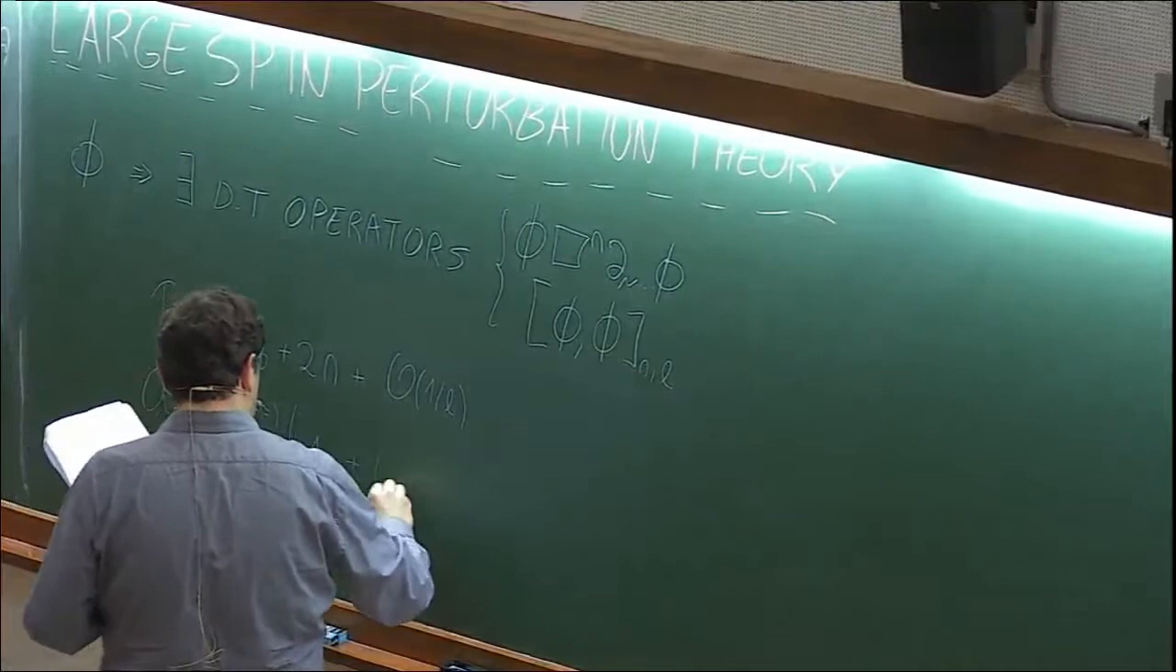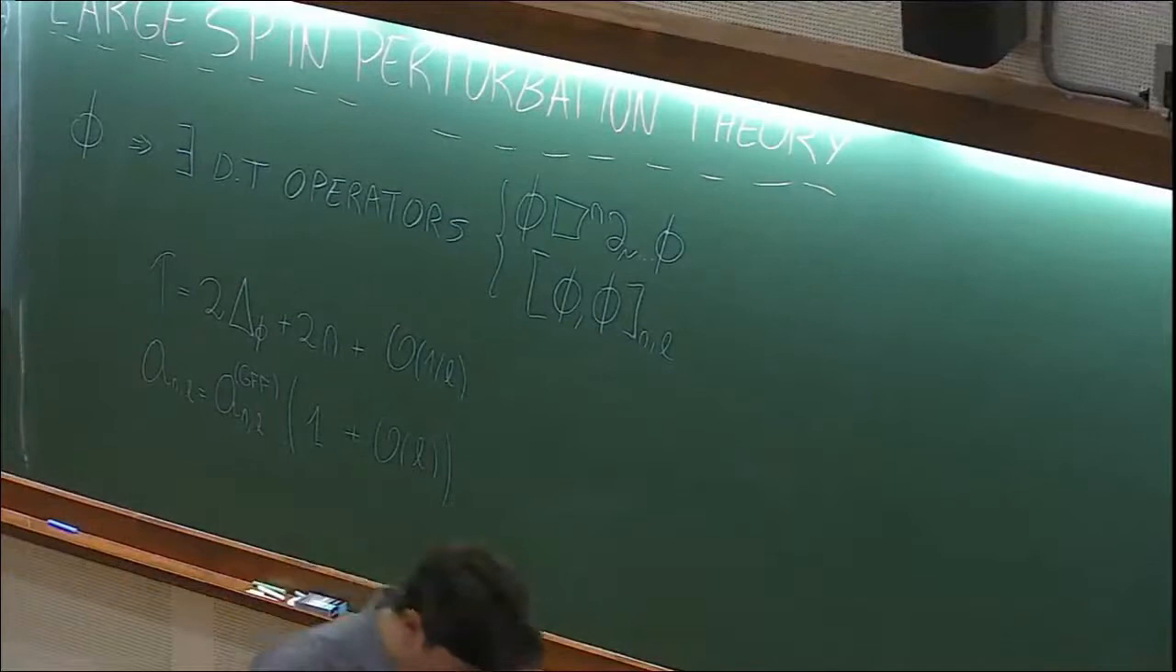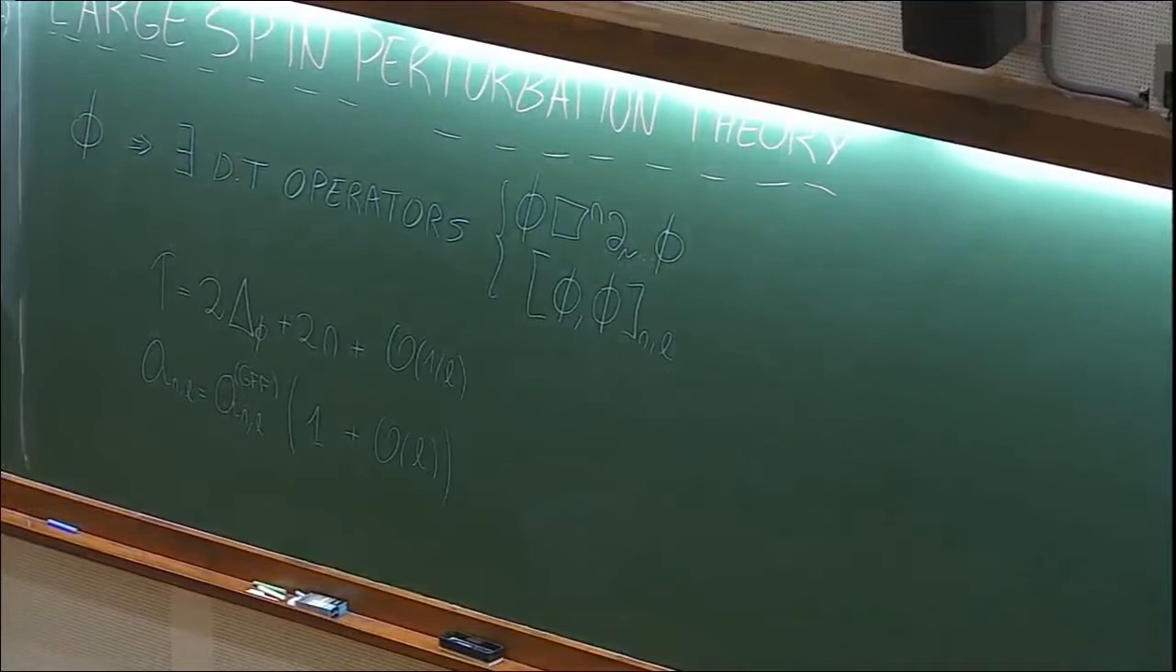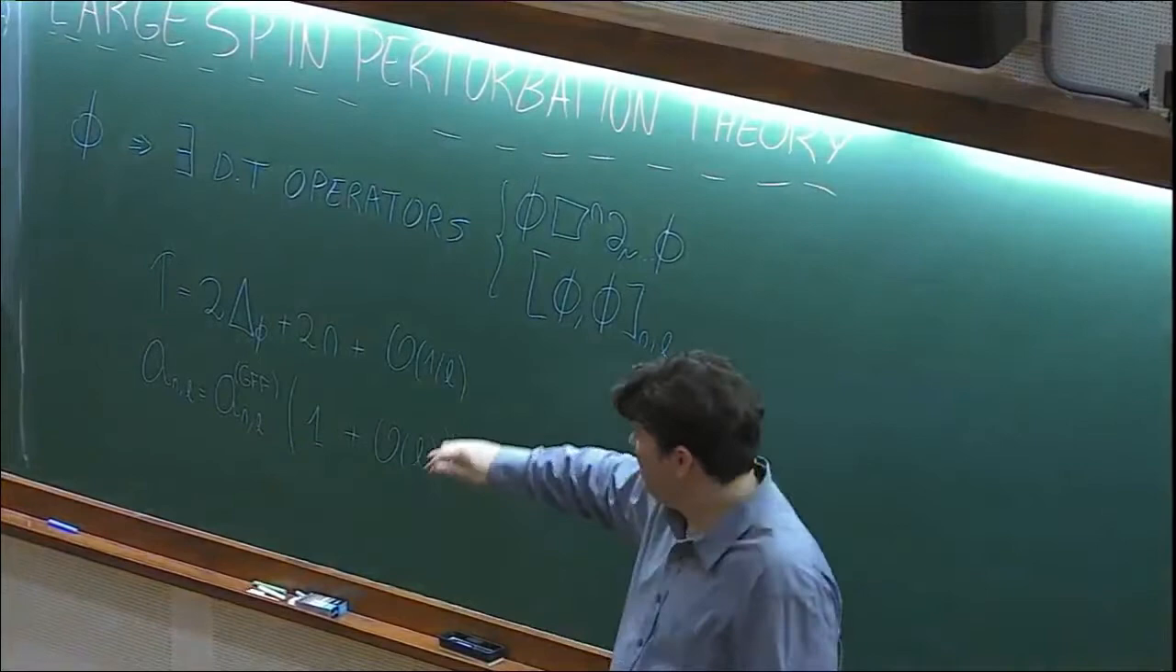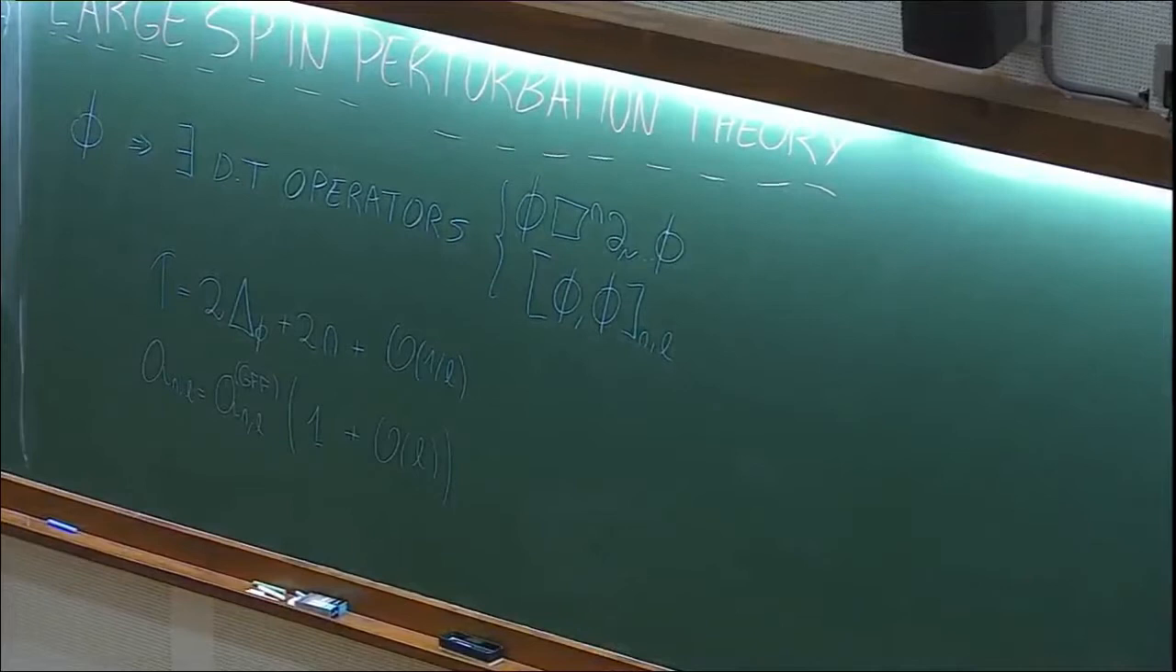So what this means, in other words, we have seen that any conformal field theory in any number of dimensions greater than 2, contains a large spin sector, and this large spin sector is essentially free, in the sense that the CFT data for that large spin sector is the same data as the data for generalized free fields.